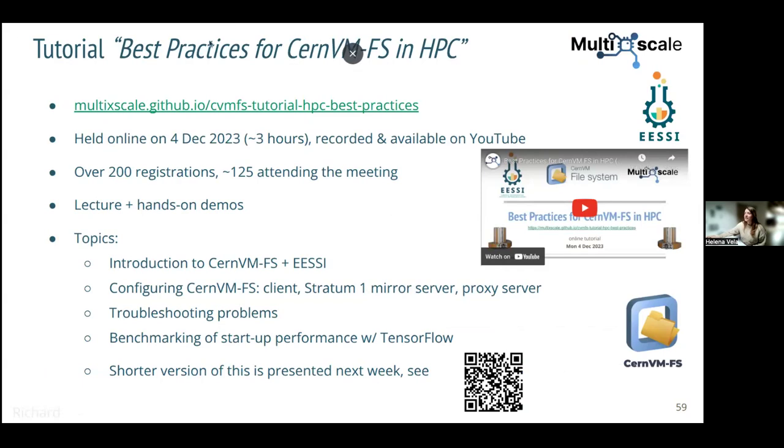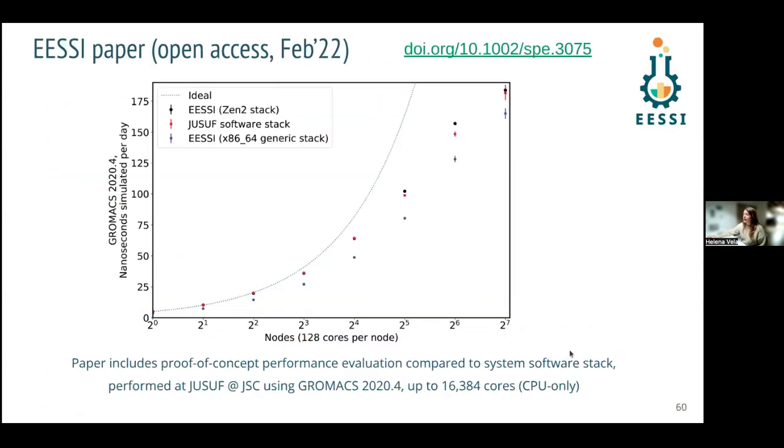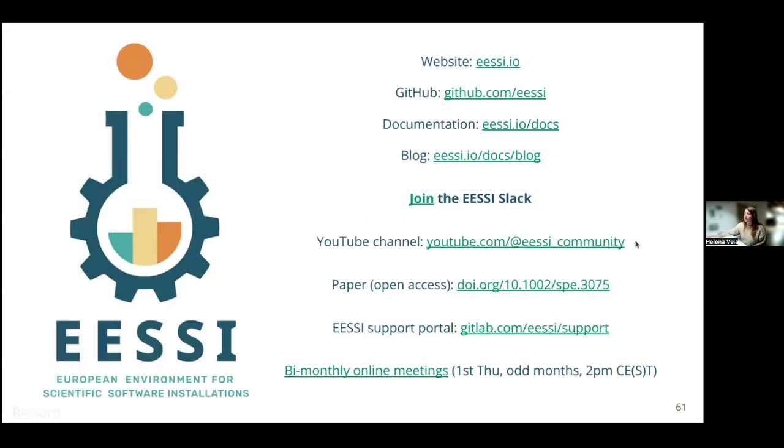And you have the Best Practices for CernVM-FS in HPC tutorial we did some time ago. In case you want to adopt EESSI in your center, here you will have some tips, tricks and recommendations for a smooth adoption. And there's an EESSI paper, which is quite oldish now, but it's still nice to check. It's a performance comparison between different systems, where EESSI binaries were used, and also binaries installed by the administrators there. It's linked here, open access.